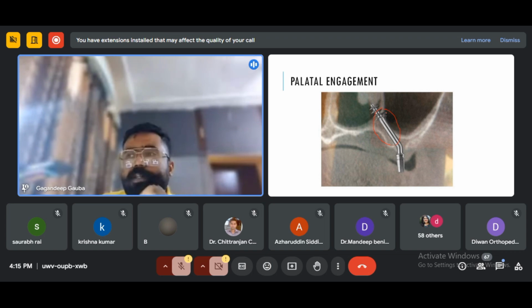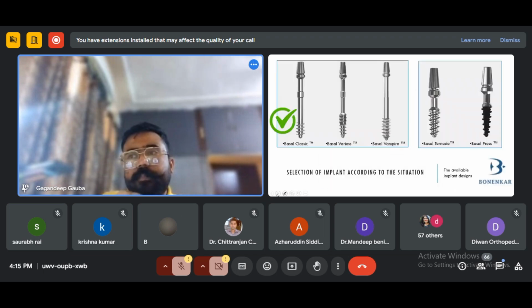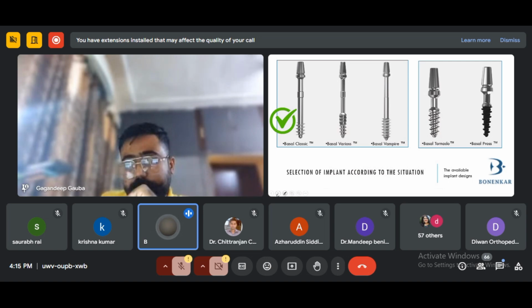Okay, I will bypass this sinus. The sinus I will not enter. I will enter through the palatal bone, engaging the palatal bone and the lateral nasal wall complex. Okay, everybody clear? Sir, can you show these anatomical landmarks on that maxilla?